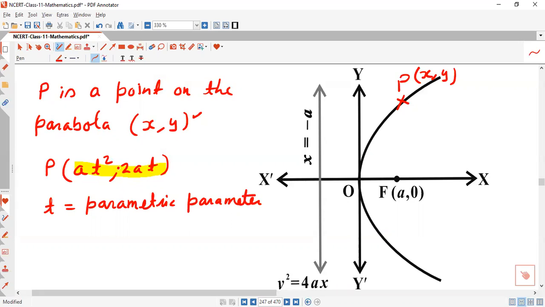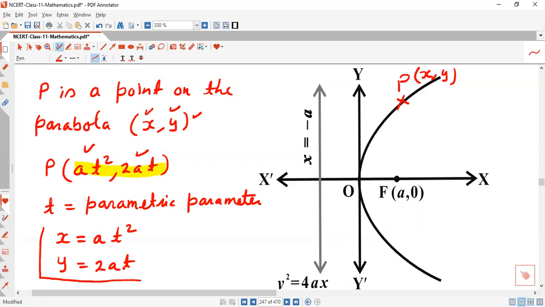So what is the value of x and y? If you compare, this is x, this is at square. It means x equal to at square. And this is y and this is 2at. It means y equal to 2at. But usually I use this expression to represent the coordinates on the parabola.